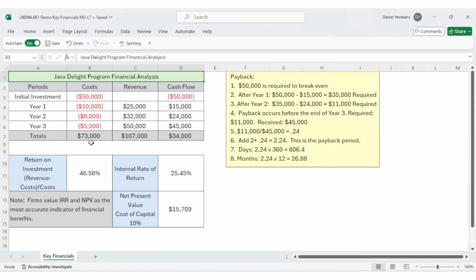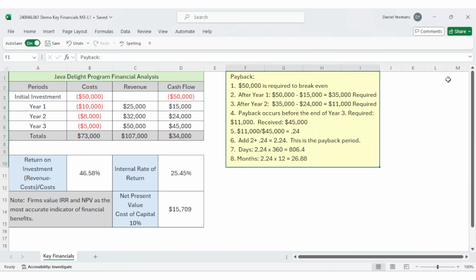Java Delight estimates revenue during each year of the 3-year period. Total revenue is estimated at $107,000. The final column of the cash flow diagram will be used for key calculations. At the end of the 3-year period, this program will provide a net profit of $34,000.